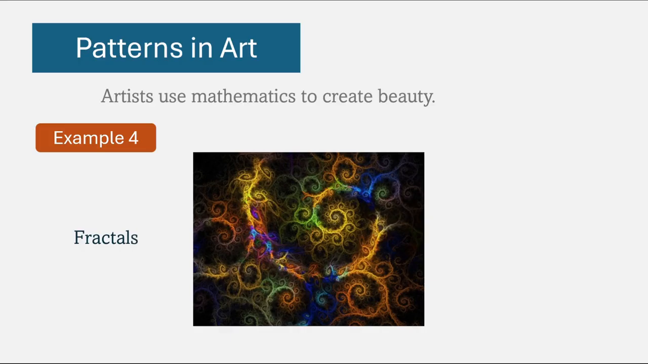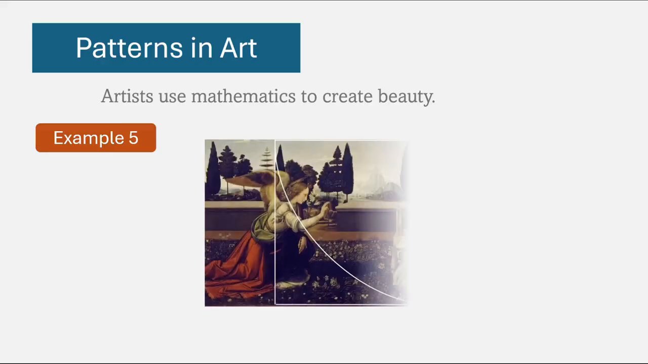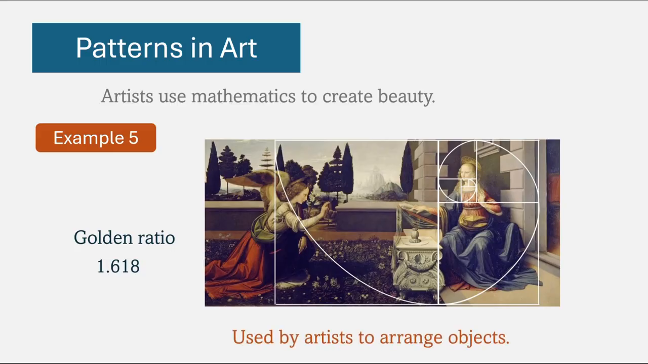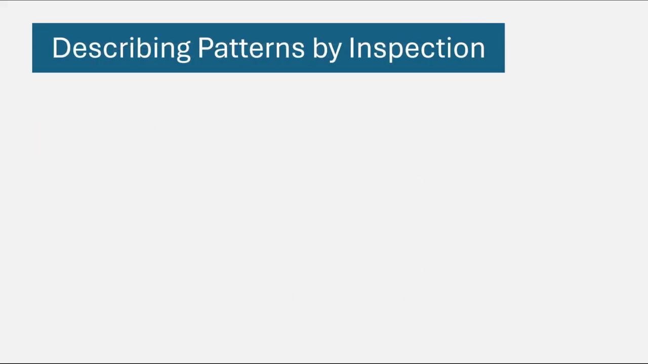Okay, in example number 4, what are these? These are called fractals. Okay, and example number 5, you can see here an image. And the thing that is being highlighted here is the golden ratio, which is 1.618. When I say golden ratio, it is used by artists to arrange objects. So for an object to look really nice, arrangement matters really greatly. So one thing to consider, if you'd like to study about arrangements, then you could have your study on the golden ratio.